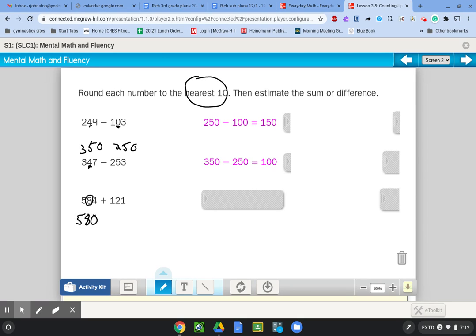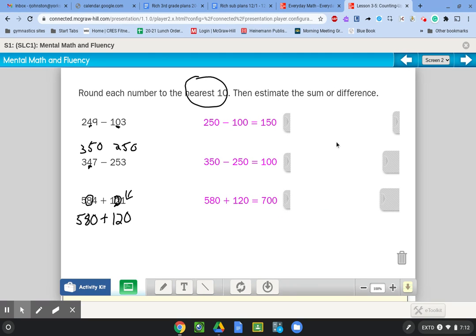So 580. 121. Are we leaving it at 20? Are we bumping it up to 30? Well, the 1 is below a 5. So 4 or below, leave it alone. So it's going to be 580 plus 120. And 580 plus 120, you could say 500 plus 100 is 600. 80 plus 20 is another 100. So our answer is going to be 700.